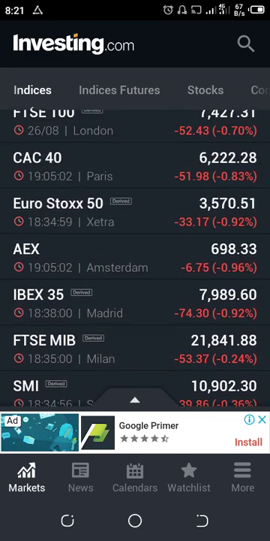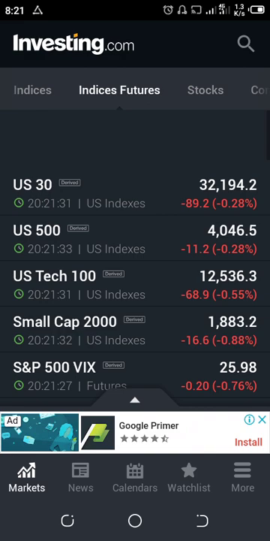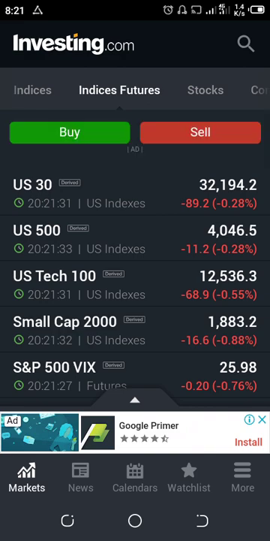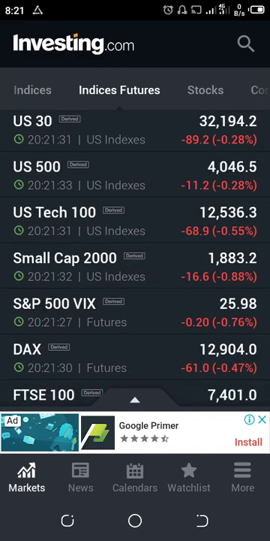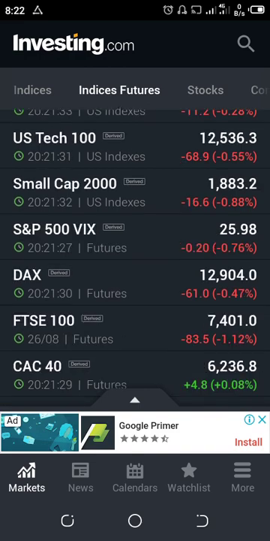Now the next one is the indices futures. Now these are contracts to buy or sell a financial index at a set price today and later to settle it at a date in the future. You can understand it from that basic point, that this is just a contract to buy and sell a financial index at a set price, to be settled at a date in the future.